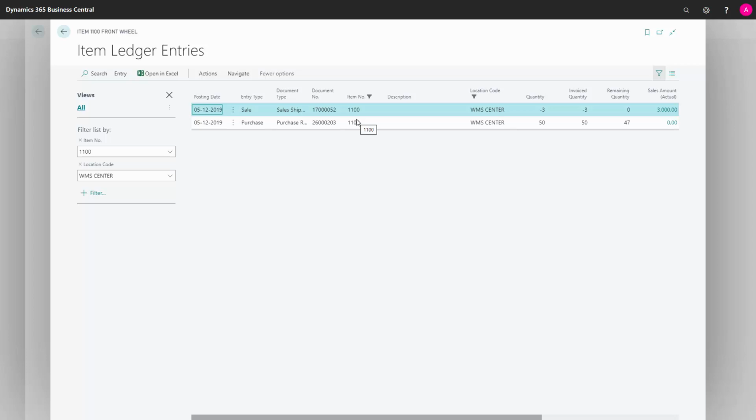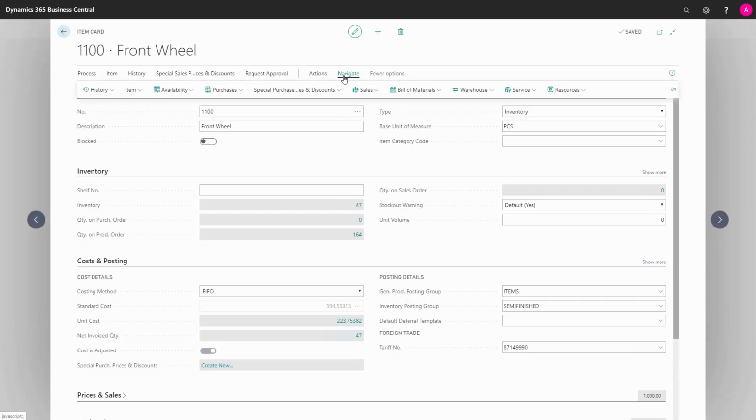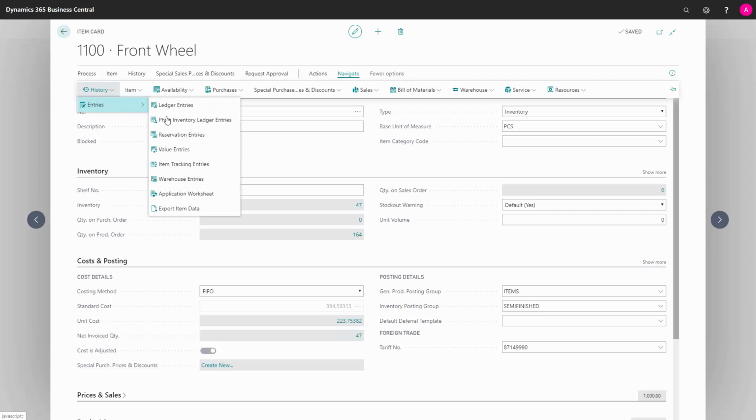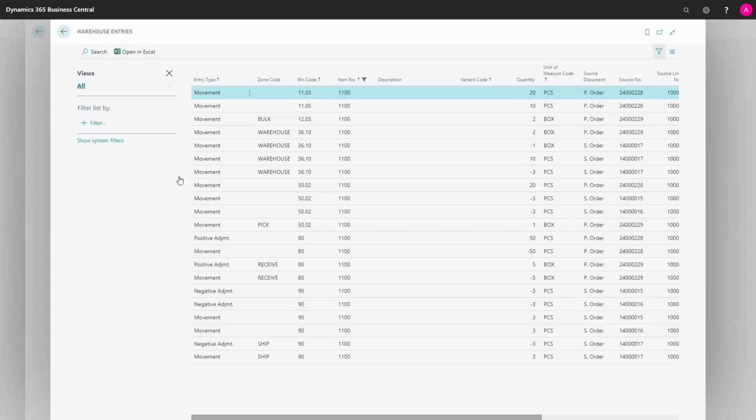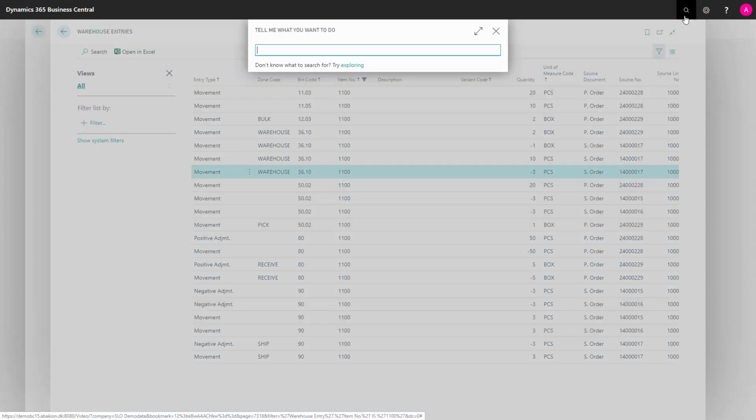So in this scenario, I have two item ledger entries on my item 1100, and they will both be entered in pieces. Whereas if I go into my warehouse entries on this item, I can see here that I have both unit of measure code box and unit of measure code pieces. This is only possible on a location with the directed put away and pick checkmark. Let's show you how this works.